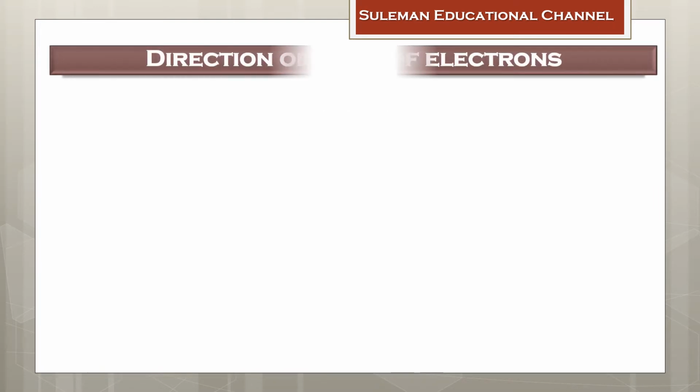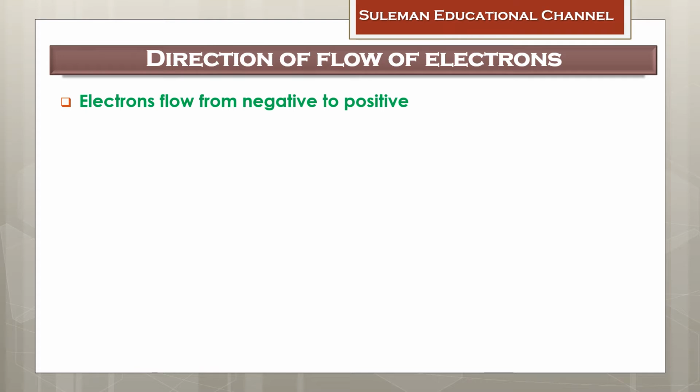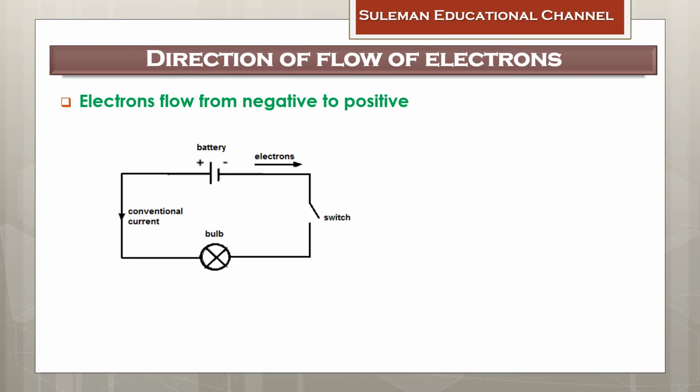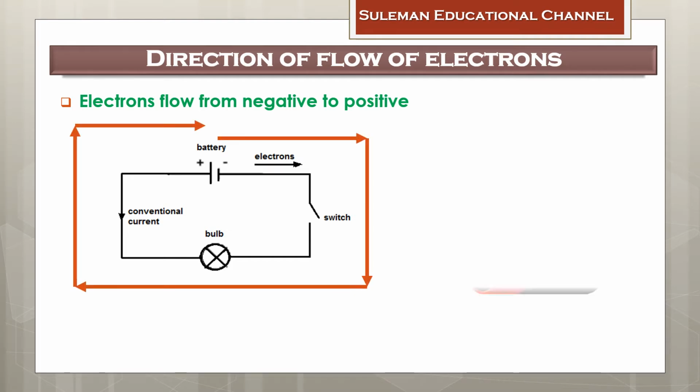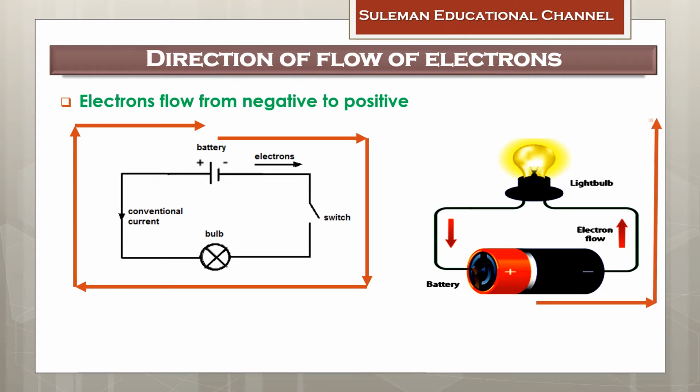Now we will mention the direction of the flow of electrons. Keep in mind that electrons move from the negative terminal of the battery toward the positive terminal of the battery. Electrons are negatively charged particles. Therefore, the negative terminal of the battery repels electrons and the positive terminal attracts them, because they are oppositely charged. So electrons always move from the negative terminal to the positive terminal of the battery.